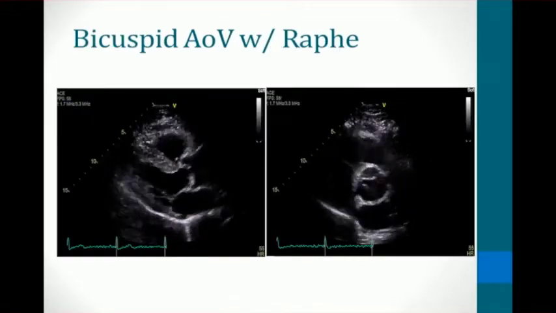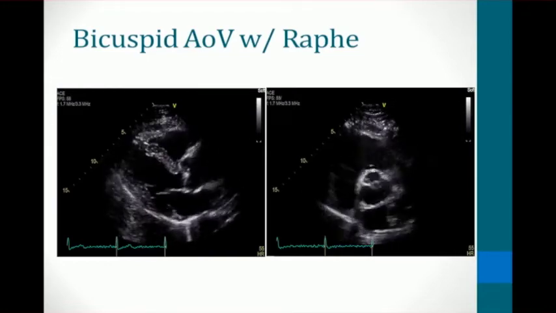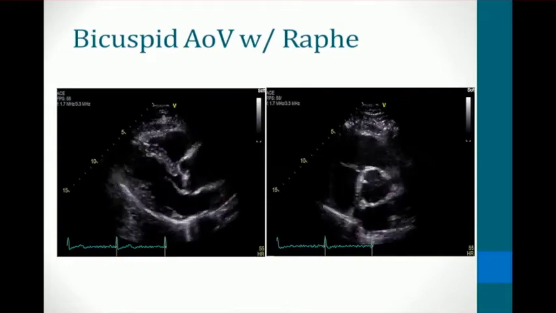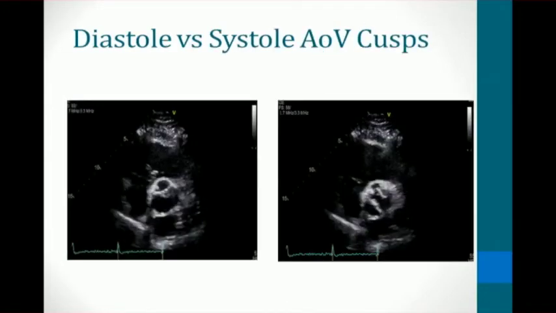Here is an example of a bicuspid aortic valve with a raphe, or underdeveloped aortic valve cusp. In this case, the left coronary cusp is underdeveloped and fused with the right cusp. When the valve is closed in diastole, it looks similar to a tricuspid valve. However, when the valve is open in systole, it clearly shows the football-shaped opening and fusion of the right and left cusps.